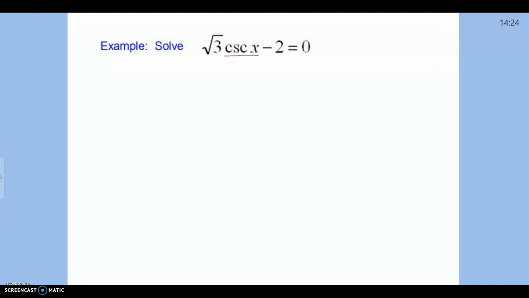You're going to get cosecant of x by itself. So you're going to add 2, just like always. So square root of 3 cosecant x equals 2. And then, again, just divide by square root of 3. Now this is where, please don't jump the gun and start rationalizing, okay?